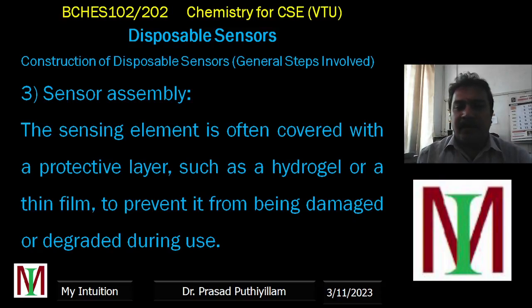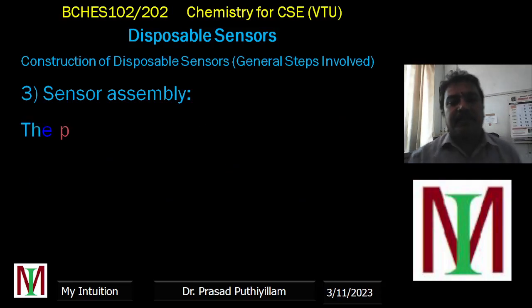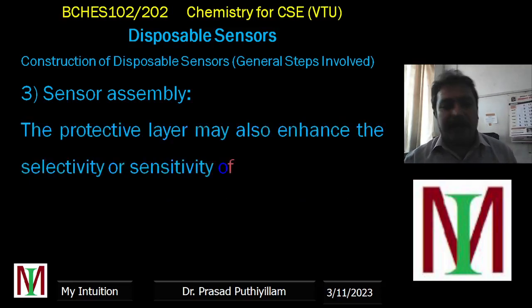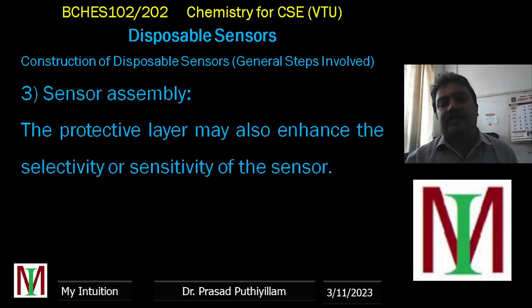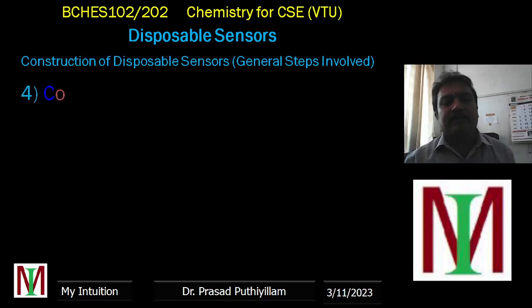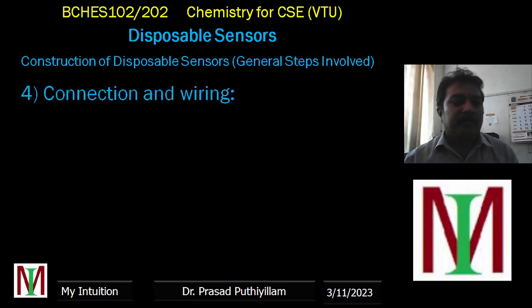Hydrogels are some of the polymeric materials which can absorb 100 times their weight. They can absorb water 100 times their original size or weight. We call them hydrogels. Or you can use some thin films to prevent the sensing material from getting damaged. The protective layer may also enhance the selectivity and sensitivity. If the protective layer also supports the sensing material in improving its sensing, that also will be very useful.